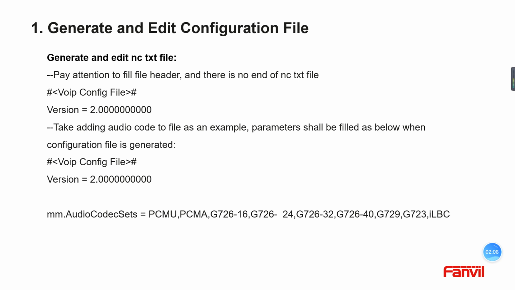Next, let's learn how to generate and edit an NCTXT file. When generating an NCTXT file, we should pay attention to filling in the header. Pay attention, there is no end for the NCTXT file, only the head, like the real IP configure file. Let's take audio codec as an example. The parameters should be filled as below when the file is generated.